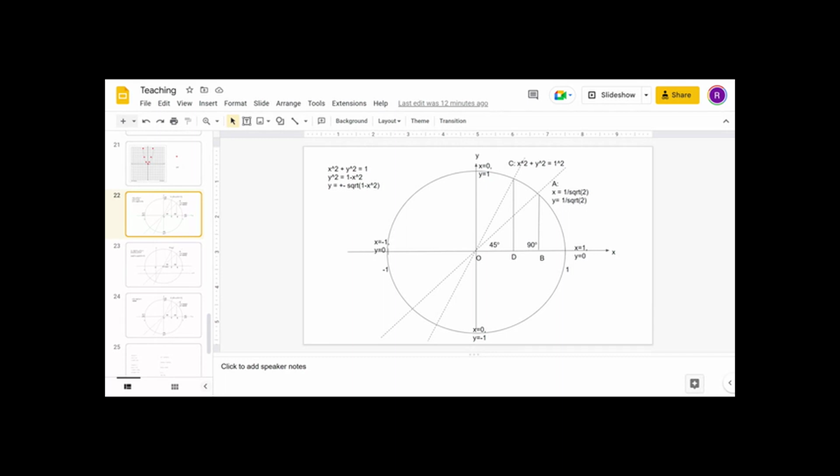What is sine of 90 degrees? 1. Correct. Because I'm taking this and rotating it all the way here. Now the height has become 1. Okay, now tell me what is sine of 180 degrees? If I take this and I rotate it all the way to 180 degrees, how much is it? 0. Yeah, correct.